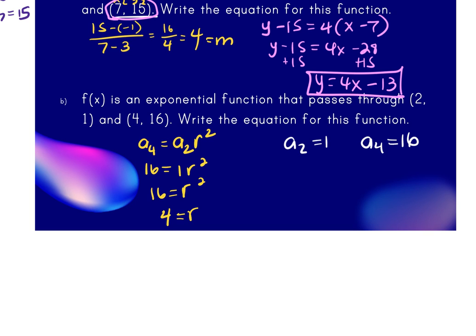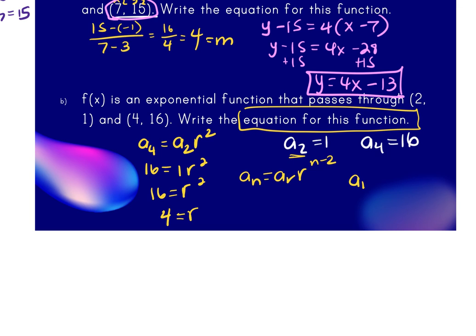Okay, so now I'm going to show you how you can do this generically, and I'm going to show you how you would have to do it if it gave you a specific equation, because both could happen. Because it just says write the equation for the function, I could write this as any geometric equation like we did yesterday, where you can adjust your base and your exponent for what you have. So because I have A2, I could say AN equals A2 times R to the N minus 2. Or I could say AN equals A4 times R to the N minus 4.